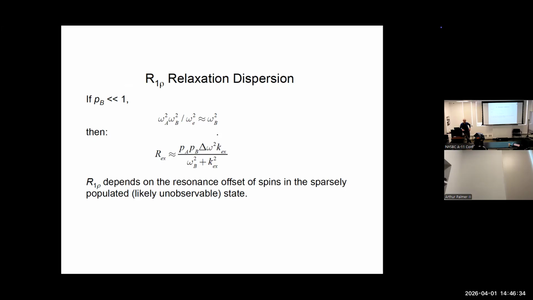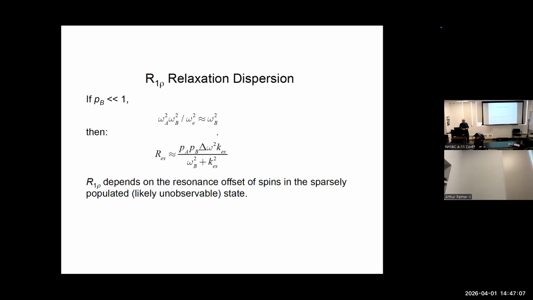When omega B becomes 0, when I'm on resonance with the species I can't see, I get the maximum line broadening of the peak that I can see. And now we know the frequency of the minor state. There's no sign ambiguity anymore. So all we have to do is walk the carrier around until we see a maximum line broadening.